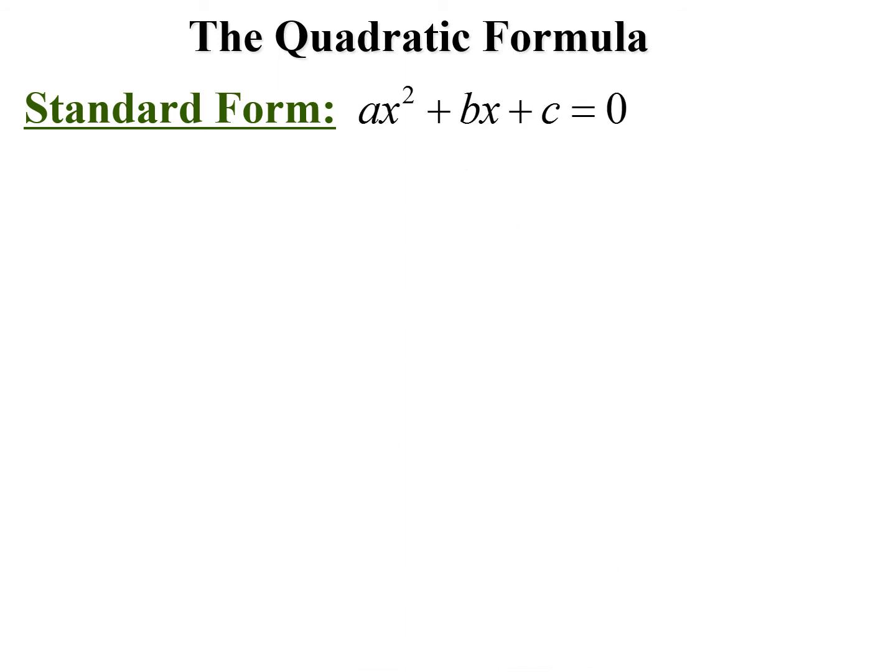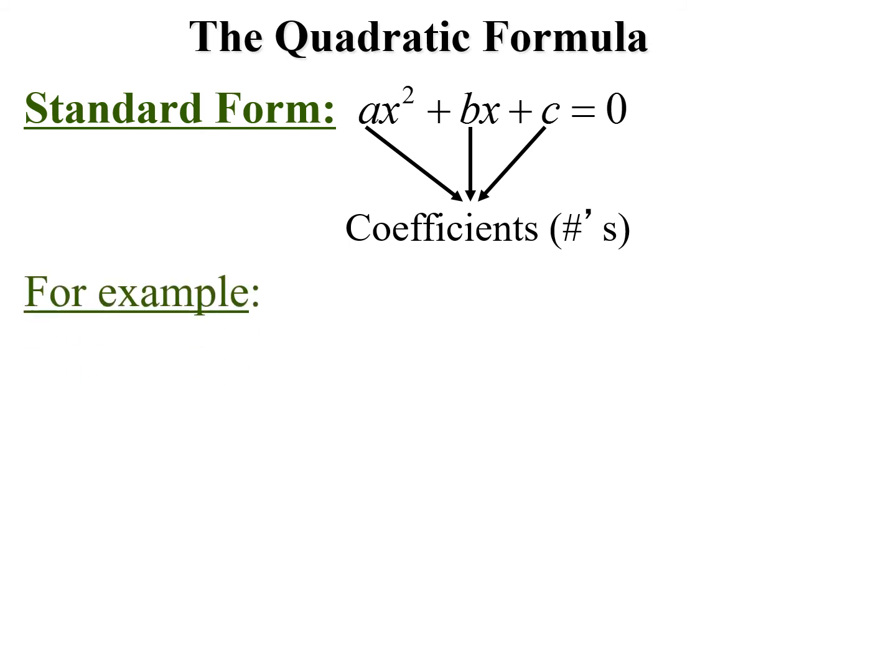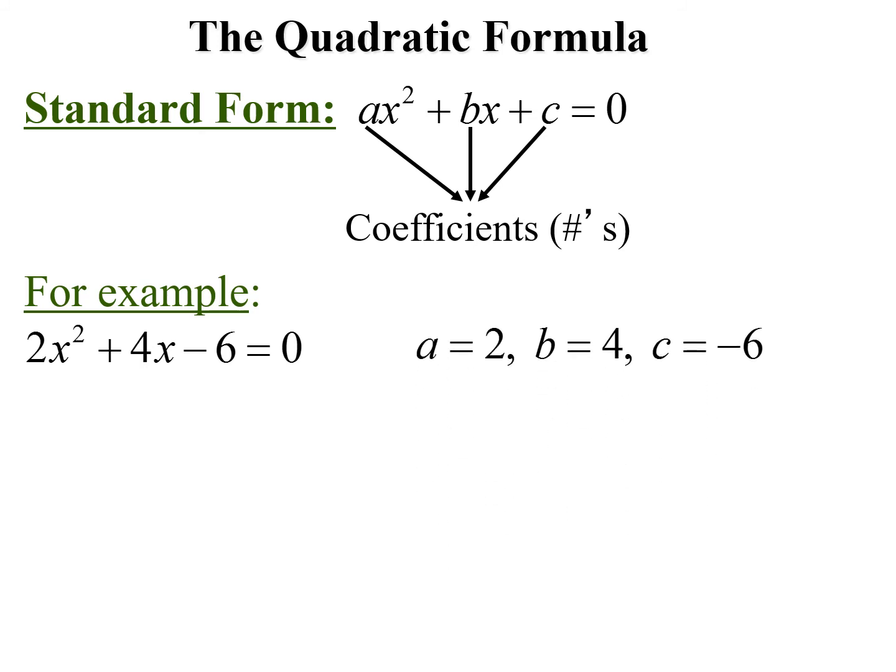Okay, next we're going to talk about the quadratic formula. So using the quadratic formula, we must have our quadratic in standard form, ax squared plus bx plus c. So the a, b, and c in the quadratic formula are coefficients, which means that they are numbers in front of variables. So for example, if I'm looking at 2x squared plus 4x minus 6, my a value is 2, that's the number in front of x squared. My b value is 4, the number in front of x. And my c value is negative 6, which is the constant.